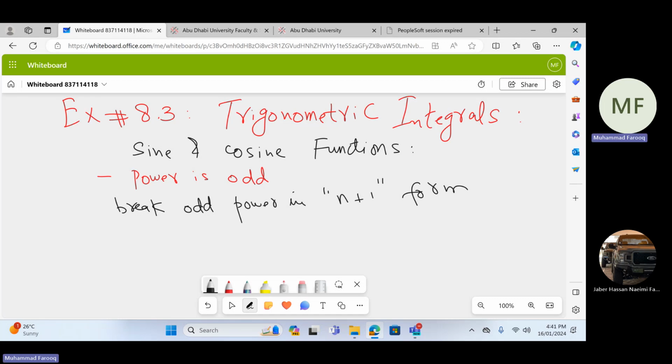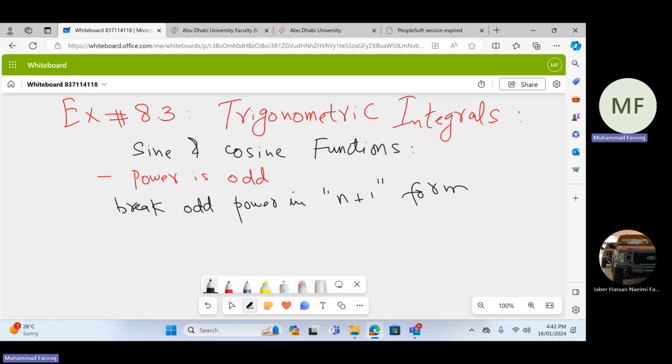Give me the smallest odd power. 3. How do you break 3 in n plus 1 form? 2 plus 1. Next odd power? 5. How do you break 5 in n plus 1? 4 plus 1. Very nice. So if you have a sine cosine question, you have to check whether the power is even or odd.